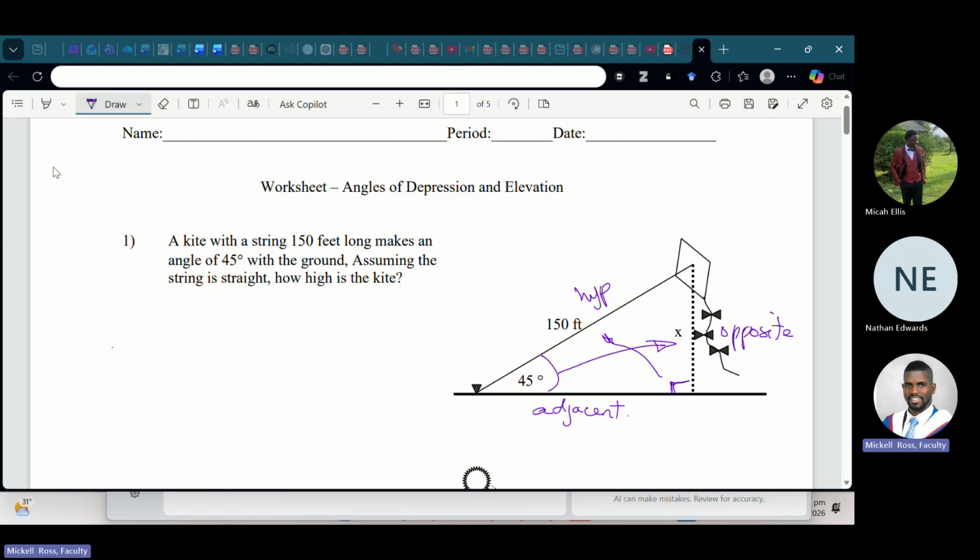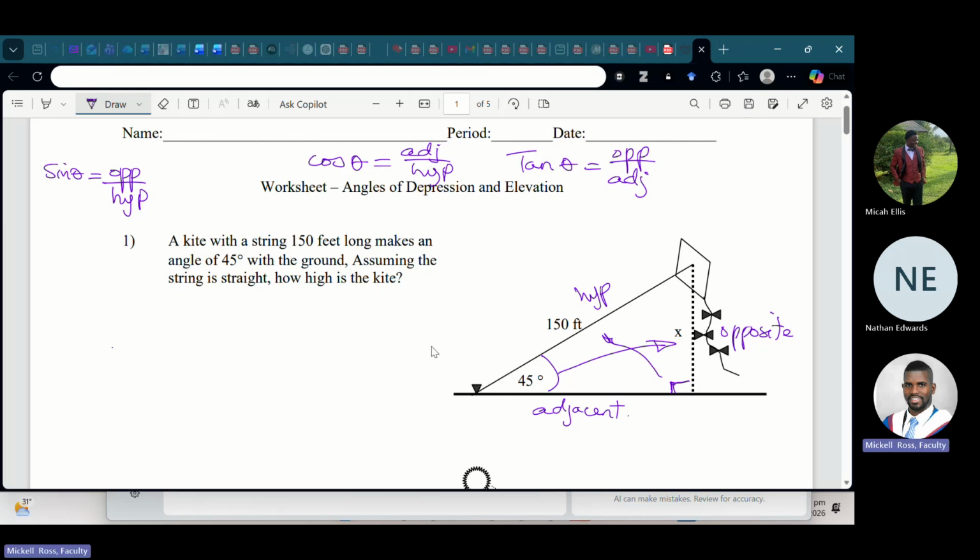So please bear in mind, sine of theta is equal to the opposite side over the hypotenuse. Cos of theta is equal to the adjacent side over the hypotenuse. And tan of theta is equal to the opposite side over the adjacent. All right, so these are the ratios we are working with.